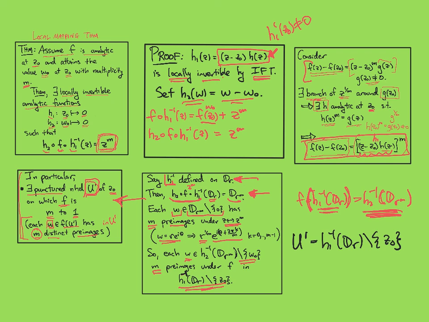All right, so that proves this local mapping theorem, and there's lots of other things you can do with this, like prove the open mapping theorem for analytic functions, which we may talk about later. In the next slides, we'll get into the Lagrange inversion formula, and then we'll get into the implicit function theorem.